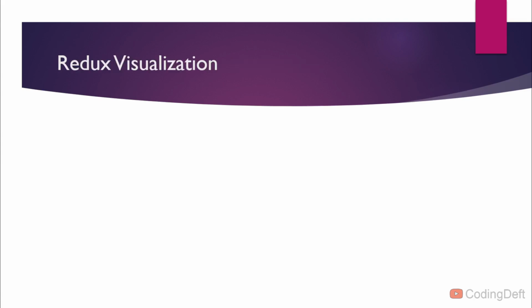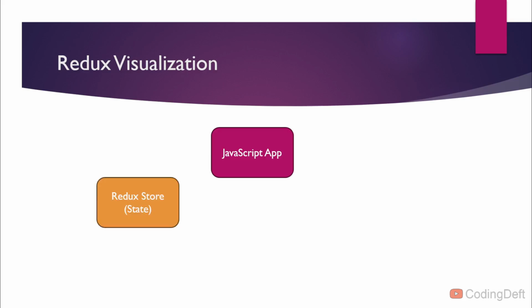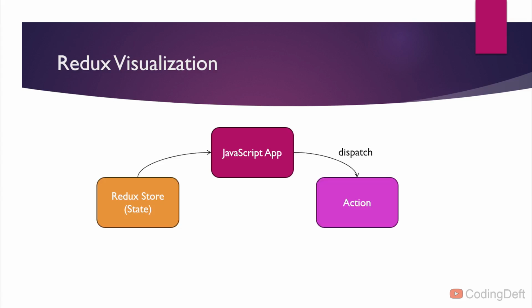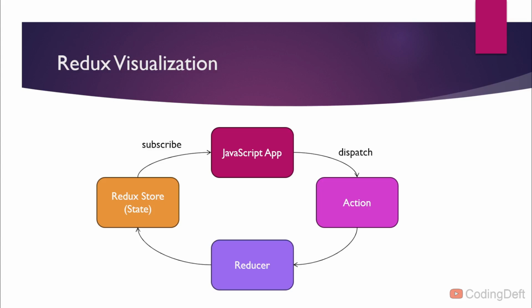Now let us visualize Redux. You have the app written in JavaScript and you have the Redux store. Your app subscribes to the Redux store. When an event occurs, it dispatches an action. A reducer handles the action and creates a new state. The app then receives the state and updates automatically. As you can see, the data flows in one direction. You won't see the application directly updating the Redux store and getting the state in return. This is what we call unidirectional flow of data in Redux.